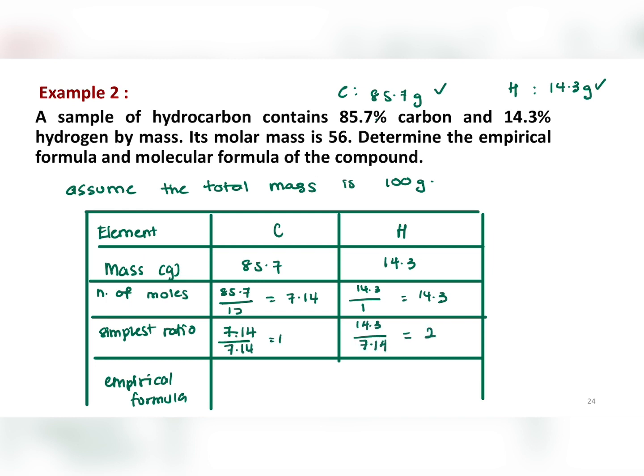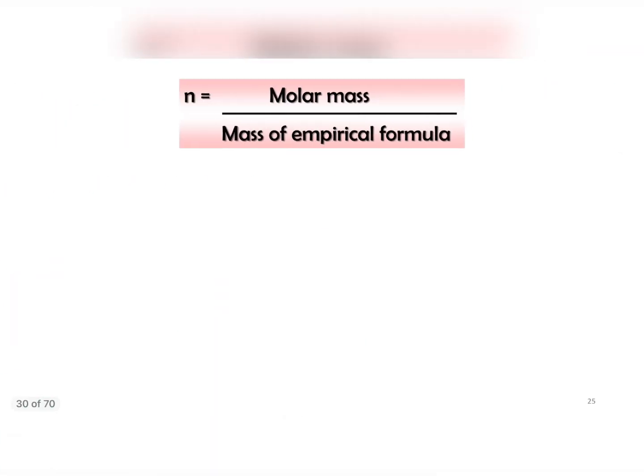Okay, so since you have the simplest ratio for carbon is 1 and hydrogen is 2, therefore the empirical formula will be CH2. Okay, so macam mana kita nak kira the molecular formula? Kita nak tengok molecular formula. Therefore, kita kena guna this formula, N equals to molar mass divided by empirical formula.